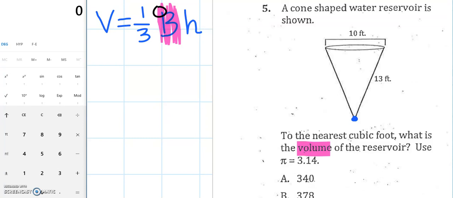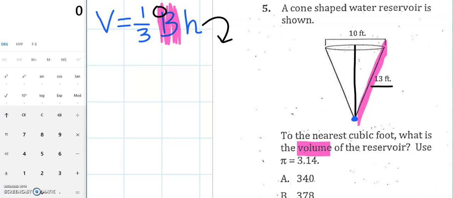Okay, so I need to find the height. Let's start there. This 13 feet, that is not my height. That's the slant. That's this portion here. So that's where it gets tricky. I need to solve for the height. The way that we do that with most of these problems is to draw in a right triangle and use either trigonometry if I have an angle, or Pythagorean theorem, to solve for whatever side length is missing. So let me go ahead and draw in my right triangle.